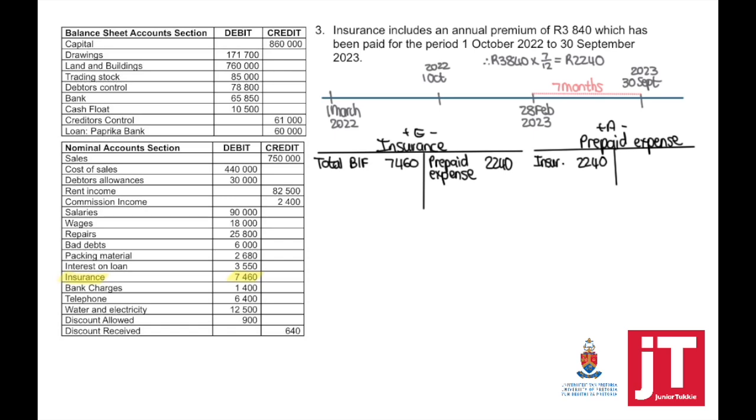At the end of the accounting period, we need to close off all income and expenses. Insurance is an expense which is closed off to the profit and loss account.